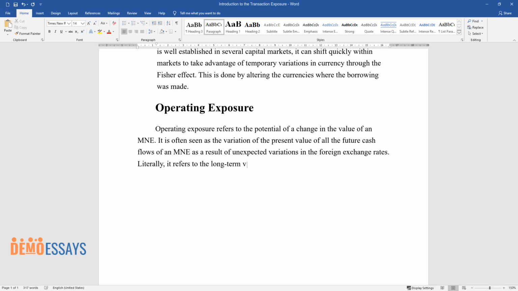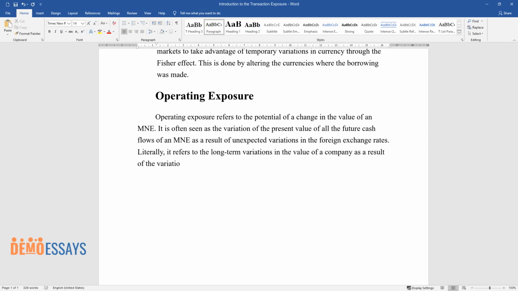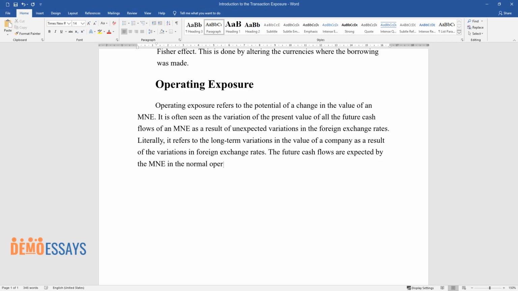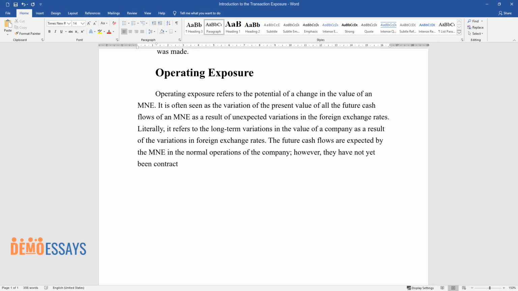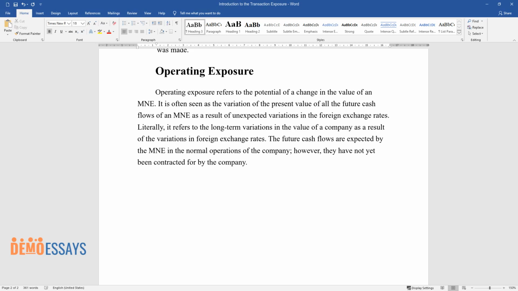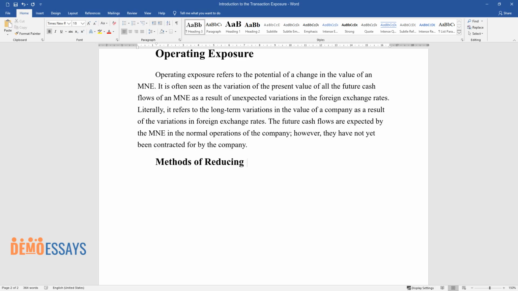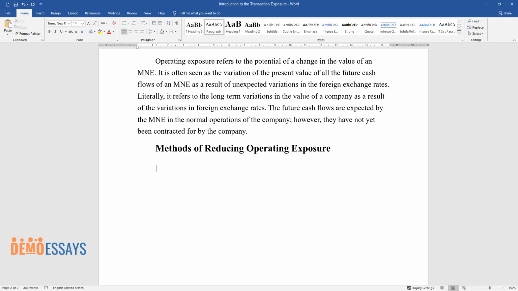Literally, it refers to the long-term variations in the value of a company as a result of the variations in foreign exchange rates. The future cash flows are expected by the multinational enterprise in the normal operations of the company, however, they have not yet been contracted for by the company. Methods of reducing operating exposure.